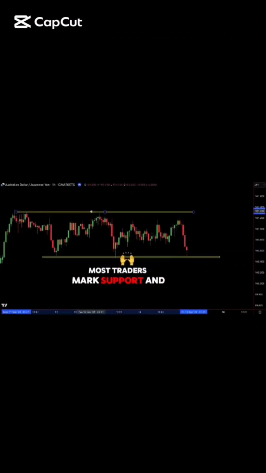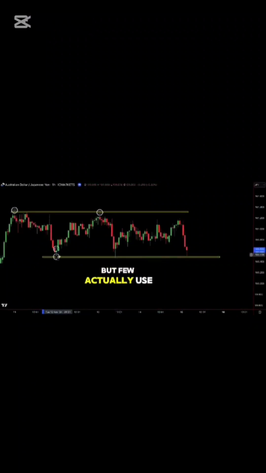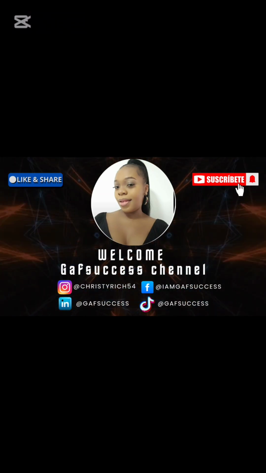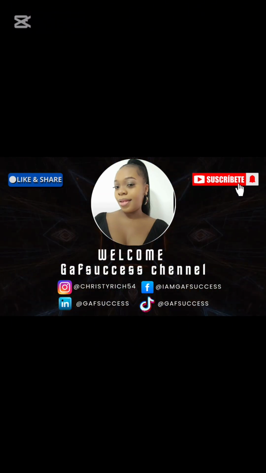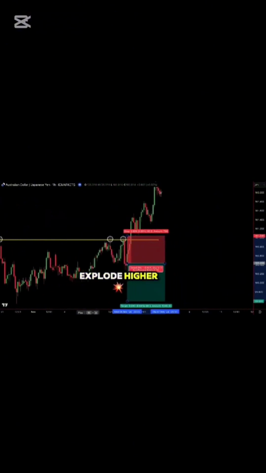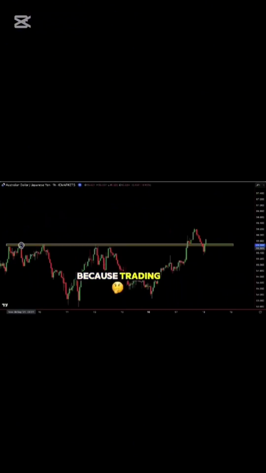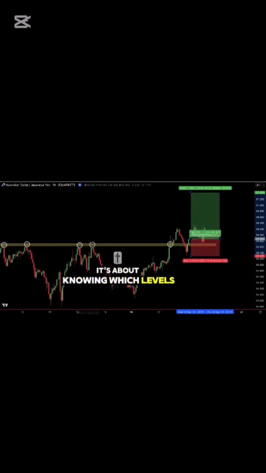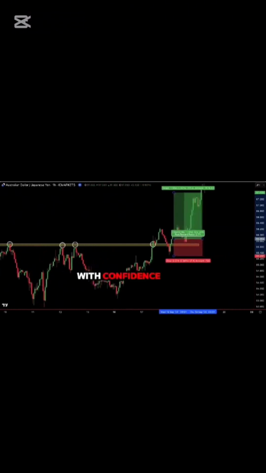Most traders mark support and resistance levels, but few actually use them the right way. If you've ever placed a trade at a support level, only to watch price break right through it, or entered at resistance, expecting a reversal, only to see price explode higher, you're not alone. That's because trading support and resistance isn't just about drawing lines on a chart, it's about knowing which levels actually matter and how to trade them with confidence.